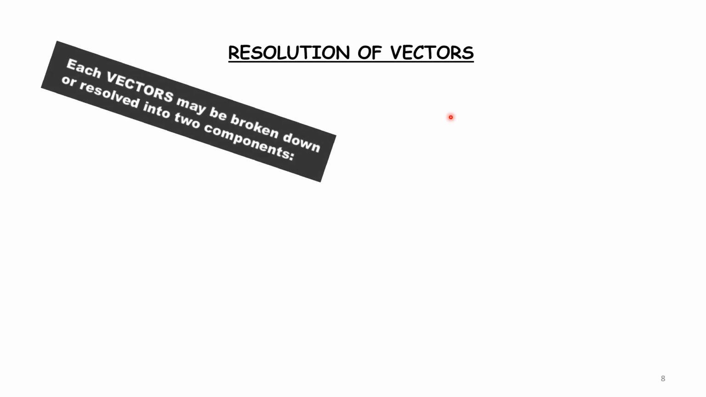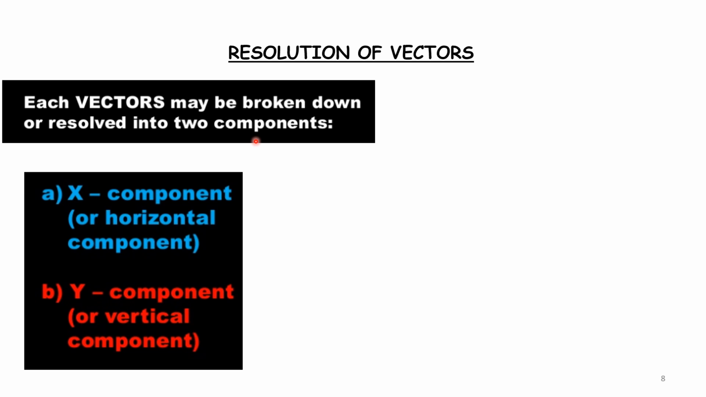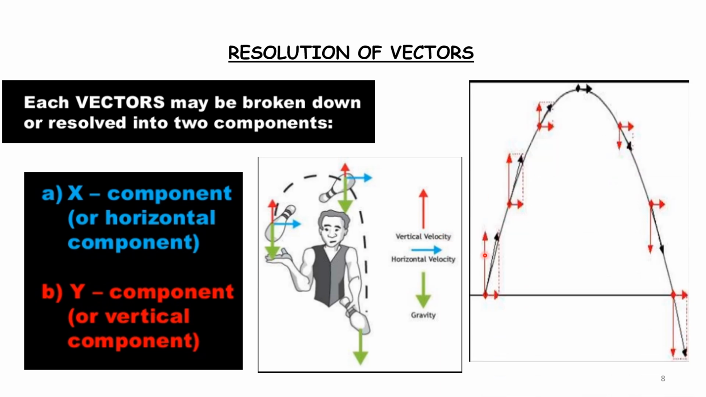Resolution of vectors. Students, in this topic, you will learn how vectors can be resolved into their components. First of all, what is meant by components and how can we resolve? Look here. Each vector may be broken down or resolved into 2 components: the x component, which is the horizontal component, and the y component, which means the vertical component.